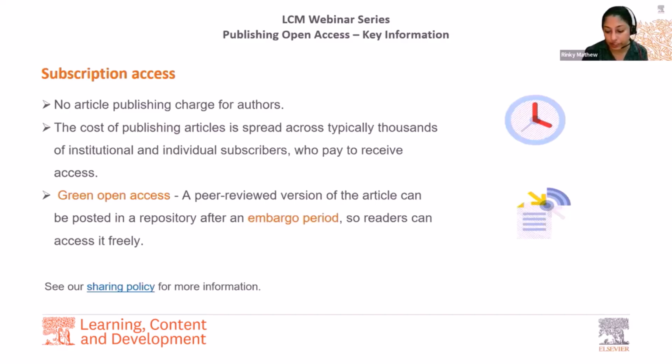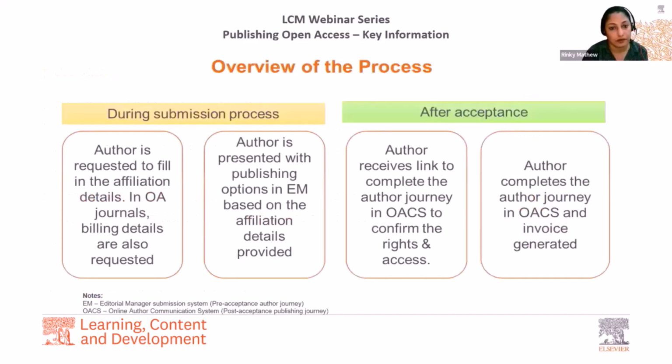However, we do have a Green Open Access option, which is basically a peer-reviewed version or the accepted article that can be posted by the author in a repository. That happens after an embargo period, after which the readers can access it freely. And the embargo period varies with each journal. Now, the overview of the process.